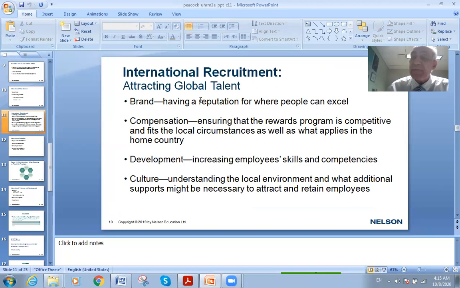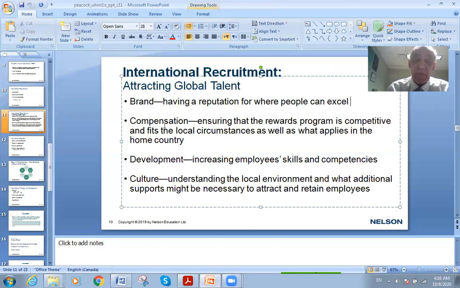International recruitment will bring for you the people who have talent from all over the world, who are very excellent, very good, very clever, very genius. So you will have them when you make international recruitment. Brands having a reputation for what people can excel. Compensation also differs, ensuring that the rewards program is competitive and fits the local circumstances as well as what applies in the home country.